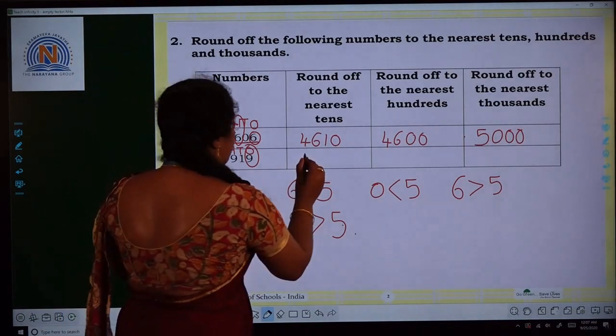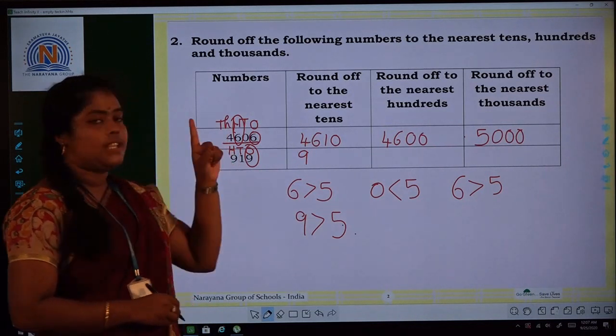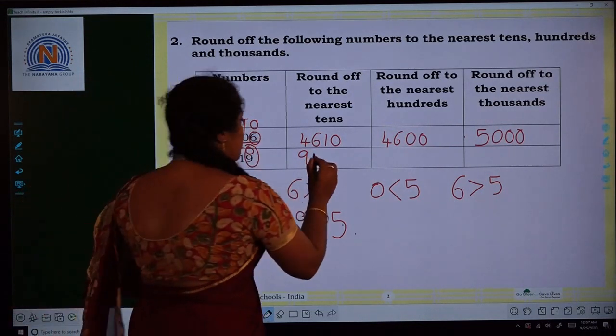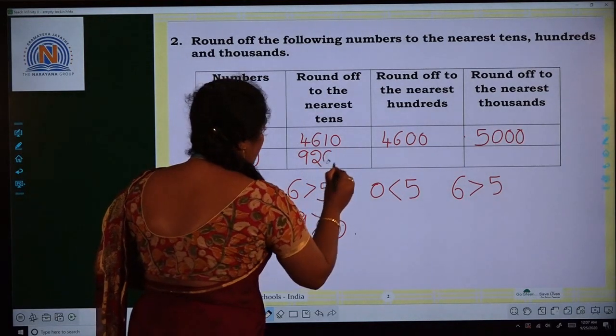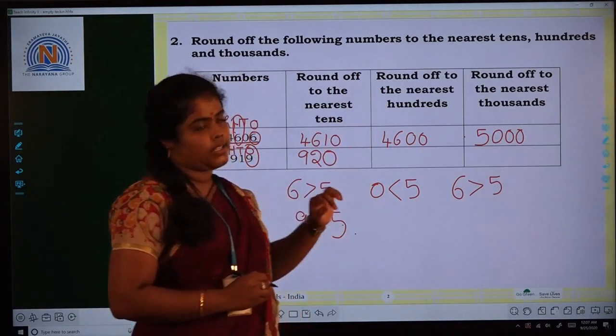And the remaining digit is written as it is, 9. And tens place will increase by 1 digit. Here 1 is there. It will increase by 1. 1 plus 1, 2. And ones place you have to keep 0. It is the nearest tens. Moving on to nearest hundreds.